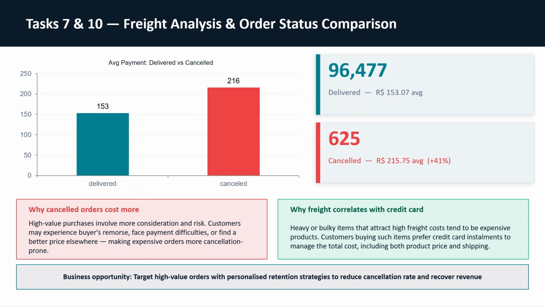For task 7, we found that orders with freight cost above $50 were almost exclusively paid by credit card. This makes sense because bulky expensive items require the installment flexibility that credit cards provide. There is a clear business opportunity here to target high value orders with retention strategies to reduce cancellations. I will hand over to Tasin for the final summary.